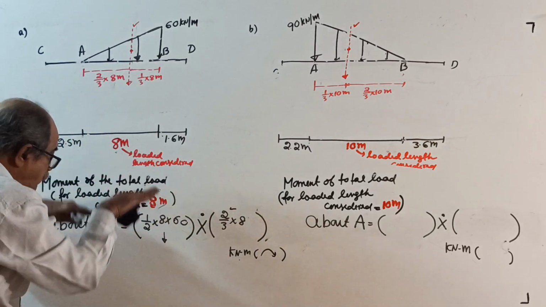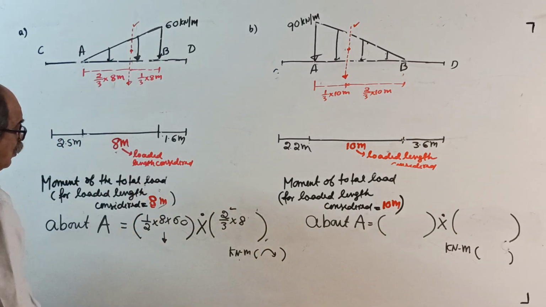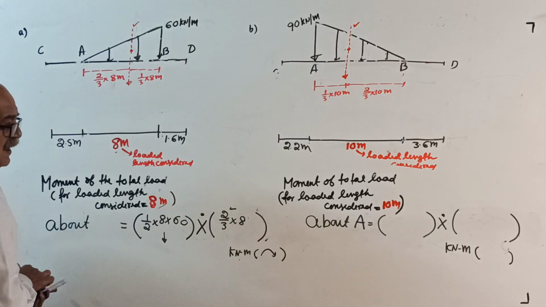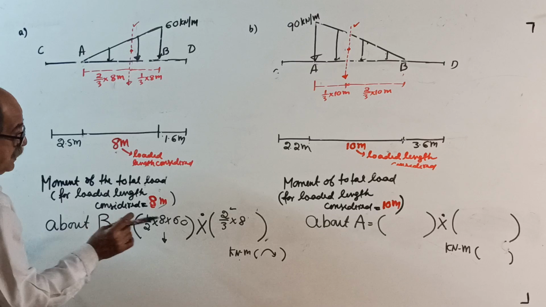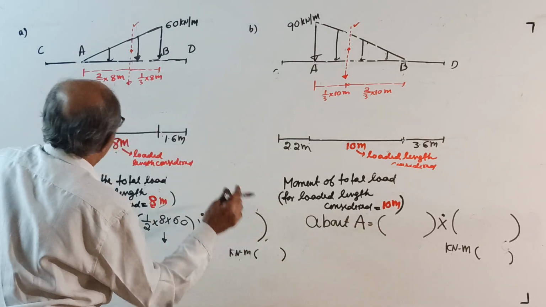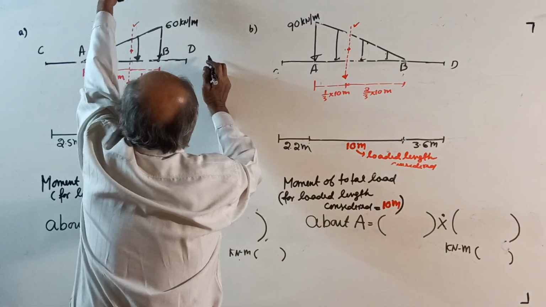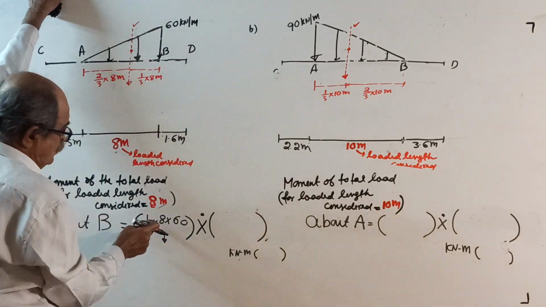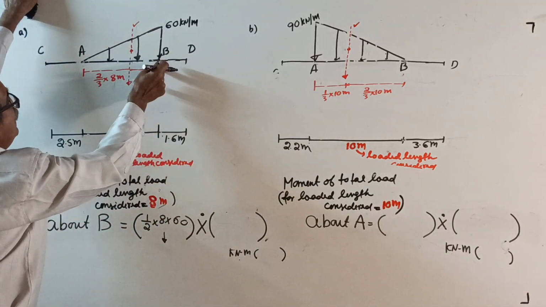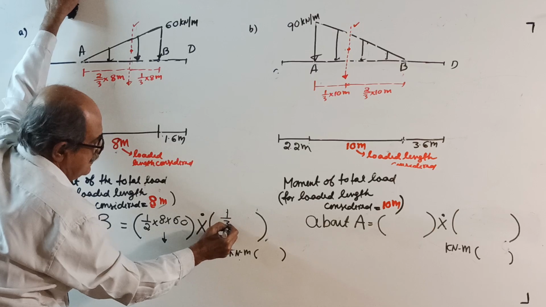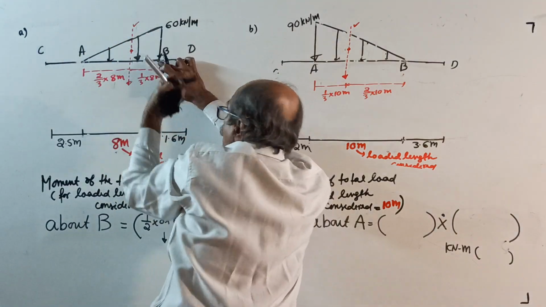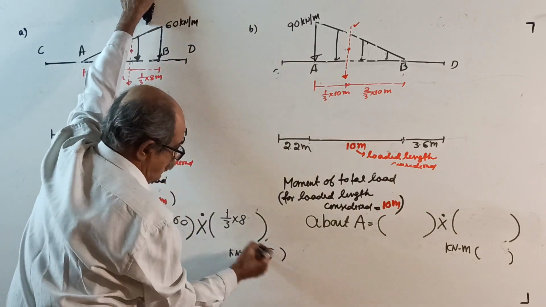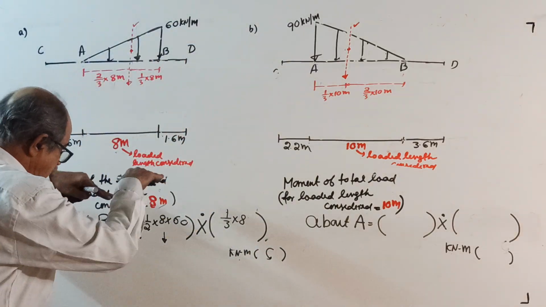Now, below write. You write below. I will rub and write here because I am not learning, I am teaching. About B, right. Total load, same, half into 8 into 60 into, from B, 1 by 3 of 8. Anti-clockwise, kilonewton meter.